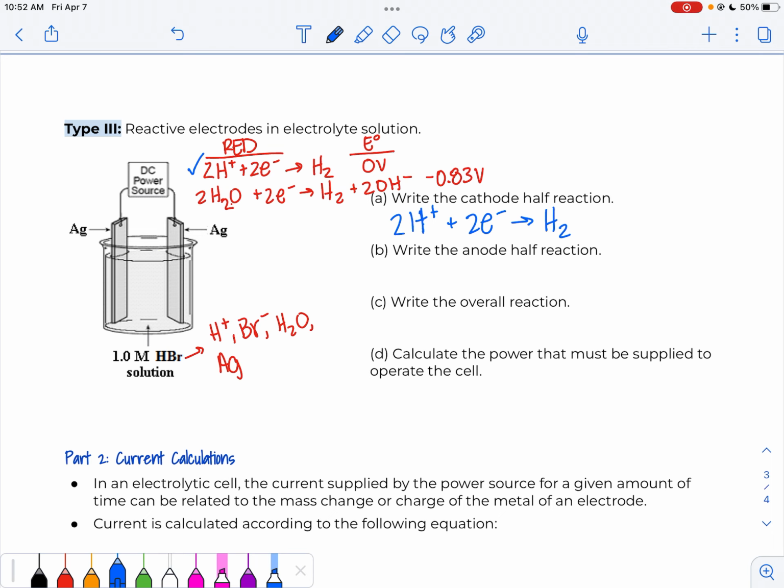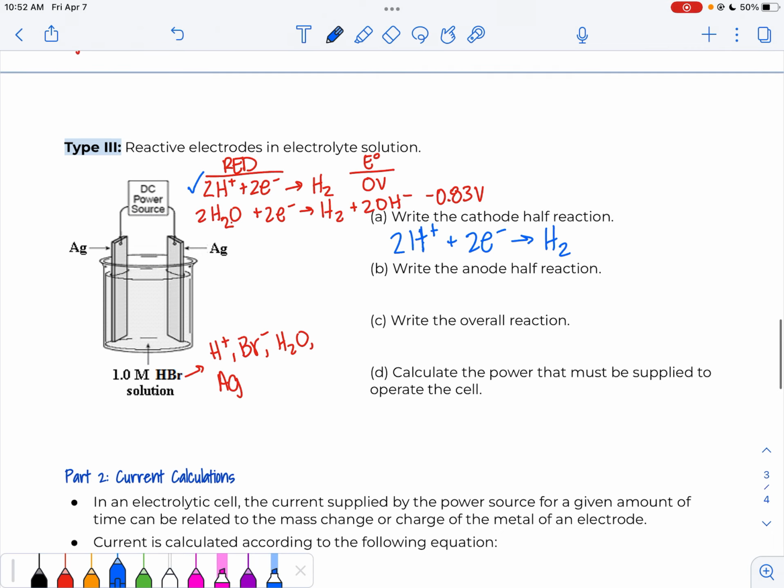All right, now the anode. Okay, so here's where it gets a little tricky because now we have an extra thing to worry about. We've got our silver to worry about. So for oxidation, what could be happening? Well, we could be oxidizing water. So we know this one from the previous page is this equation right here with an E value of negative 1.23 volts.